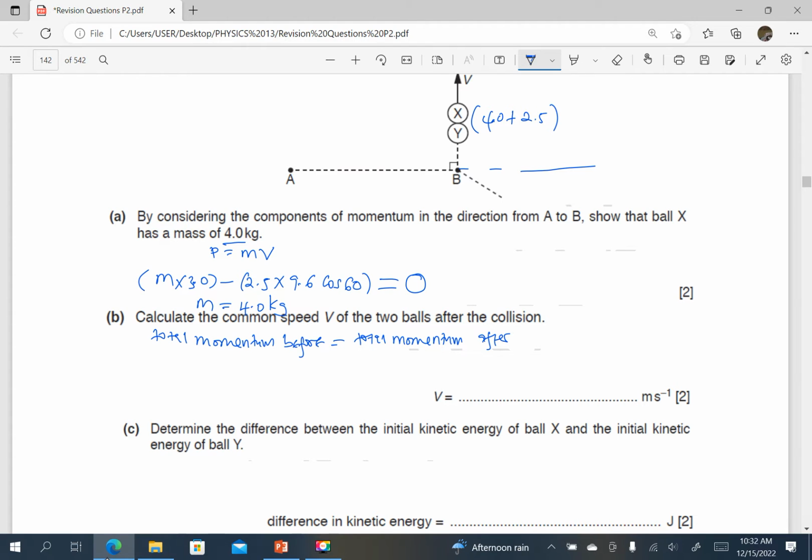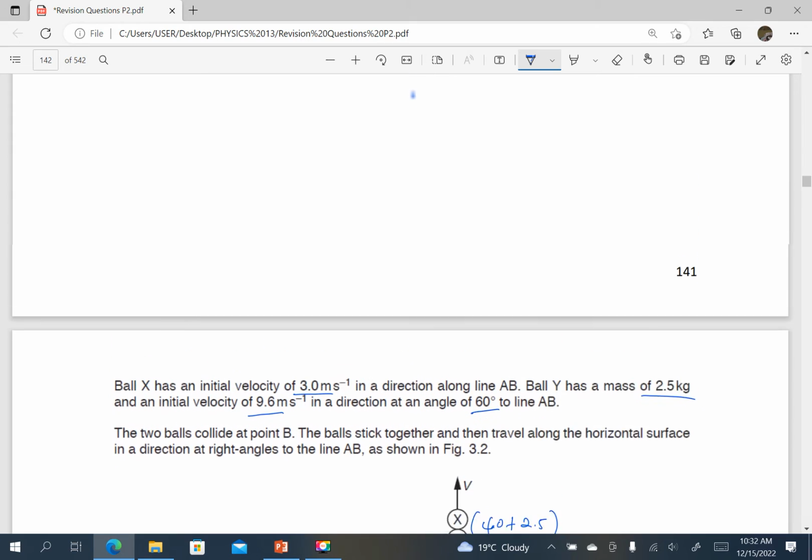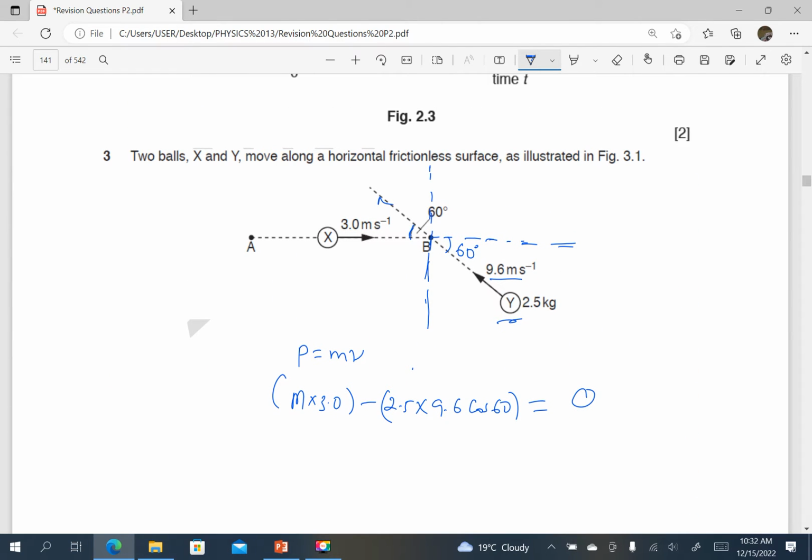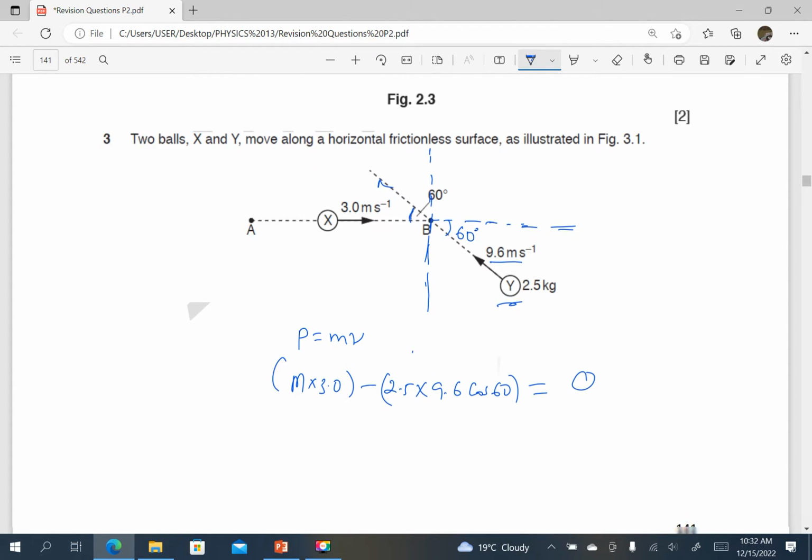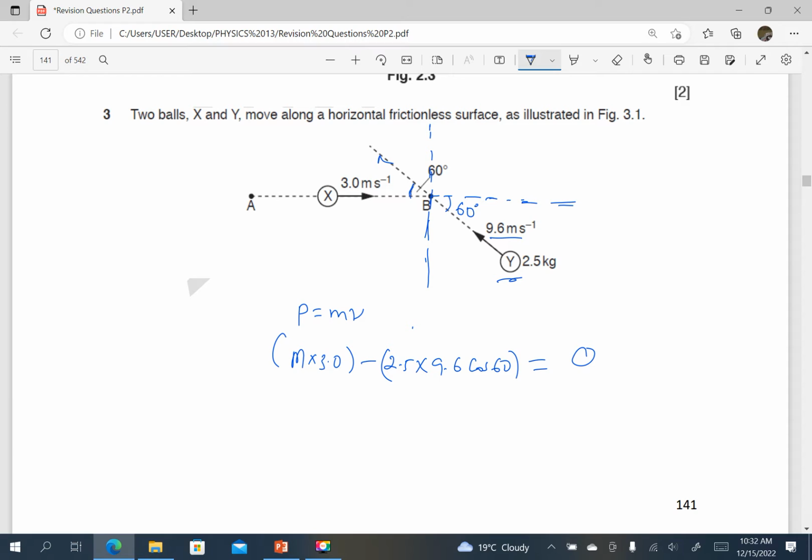And total momentum before in the vertical plane. Remember AB, there was no momentum in the vertical. We are considering vertical motion. X was initially not moving in the vertical. It was only Y moving in the vertical. And Y initially in the vertical was actually moving upwards. So when we resolve it vertically, you have Y as 2.5 times this speed 9.6 in the vertical, that is sine 60. That is the total momentum before, because for X in the vertical it was initially 0 because it was moving horizontally.